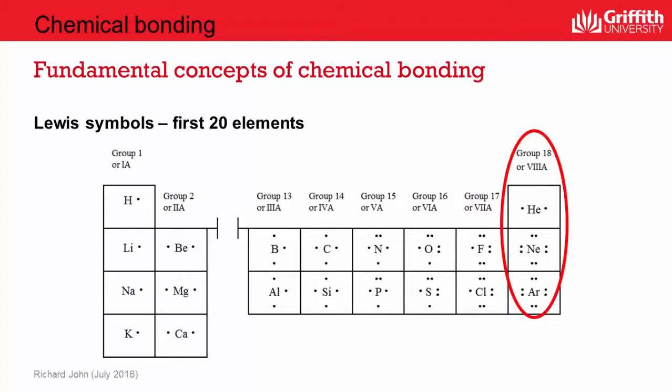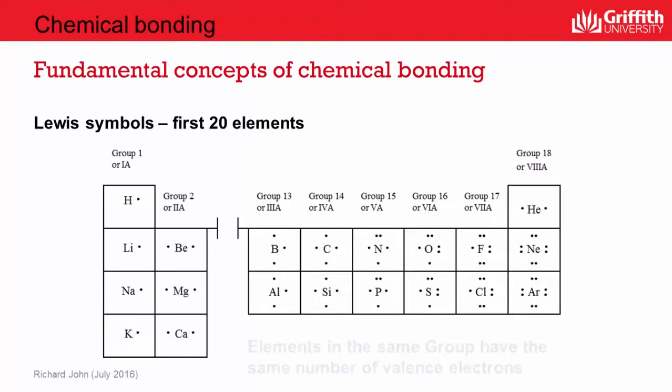Finally, we get to group 8A or group 18. These are the noble gases, and we see that with the exception of helium, they have 8 valence electrons represented as 4 pairs of dots around the atomic symbol. Helium, of course, has only 2 electrons. It's a period 1 element and can only accommodate a maximum of 2 electrons in its valence shell.